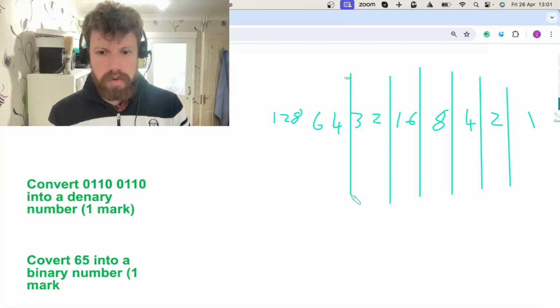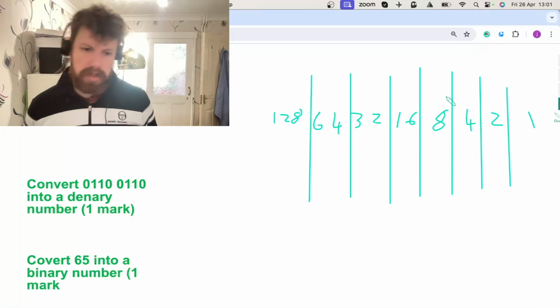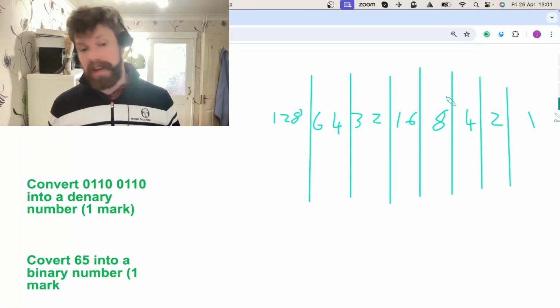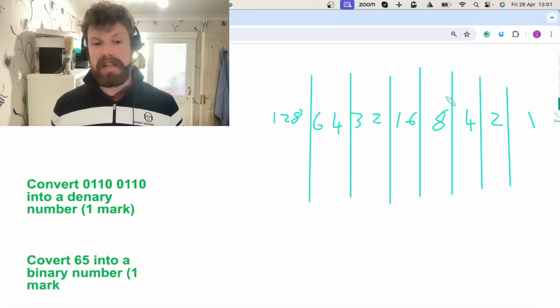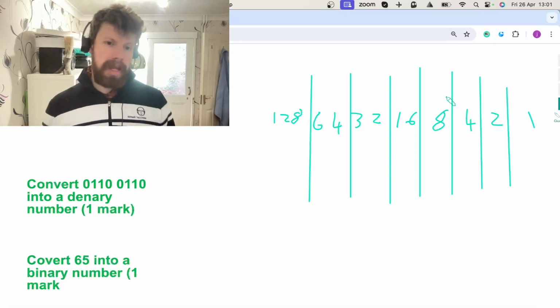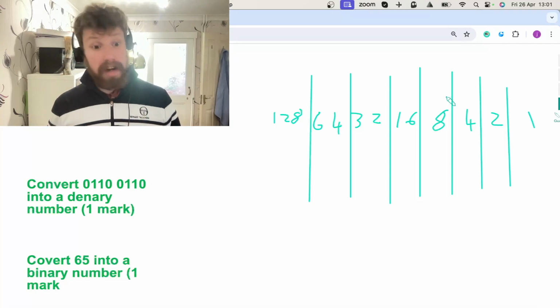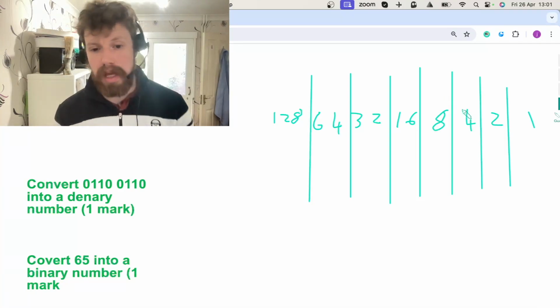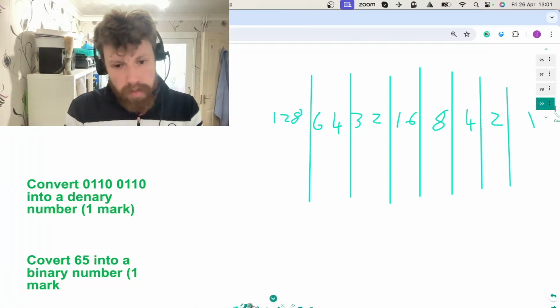This is such an important part of your exams, people, because this topic always comes up. It could be binary to denary, it could be denary to binary, and there are some other ones I'm going to show you as well. But make sure that you have these really locked down, and then you're guaranteed to get some marks. So we've got that in there.